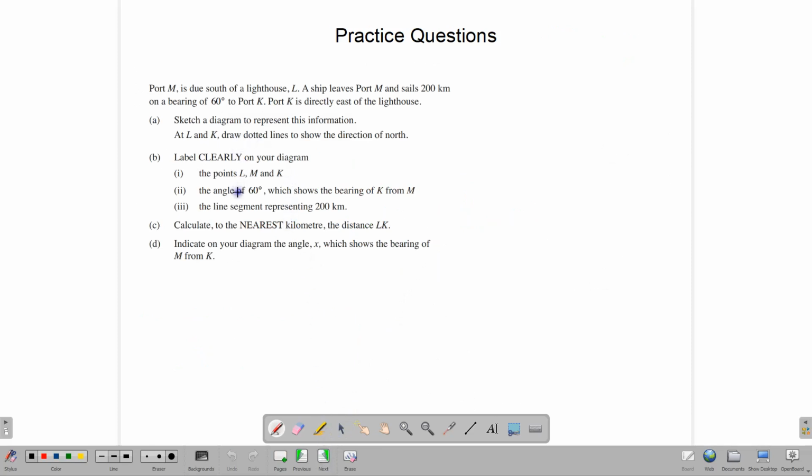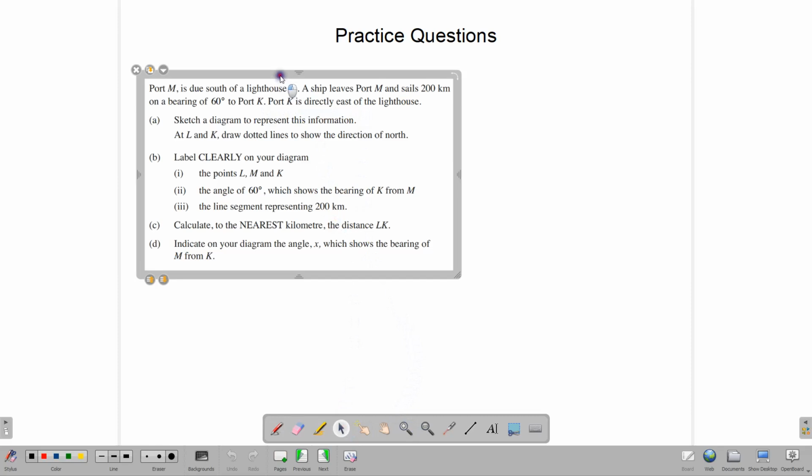Here we have another one that we need to draw. This one says a port M is due south of a lighthouse L. A ship leaves M and sails 200 meters on a bearing of 60 degrees to port K. K is directly east of the lighthouse. All right, so let's draw that.